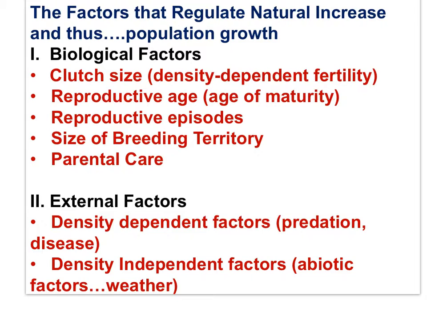So, the factors that regulate the natural increase rate and thus population growth are the internal or biological factors: clutch size, reproductive age of maturity, reproductive episodes, the size of the breeding territory, and parental care, and those factors that I've already introduced you to, the external factors, the density-dependent factors such as predation, disease, buildup of waste, availability of food, light, nutrients, etc., and the density-independent factors such as weather, climate, hurricanes, volcanic eruptions, droughts, and floods. As a term, external factor is just another phrase for the combination of density-dependent and independent factors.